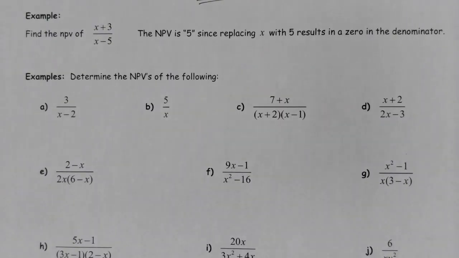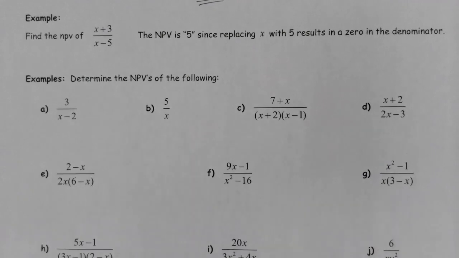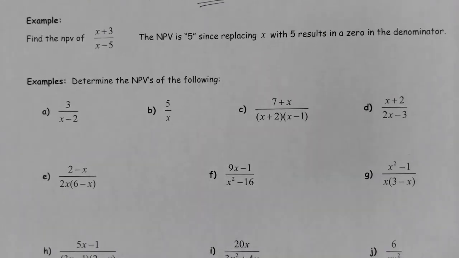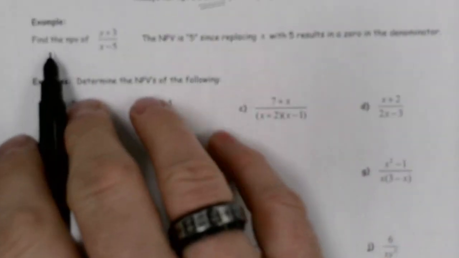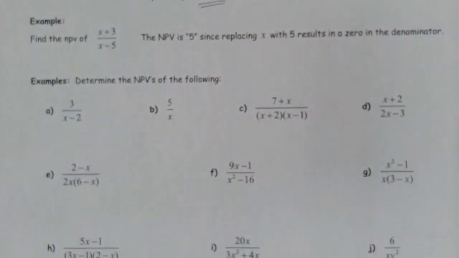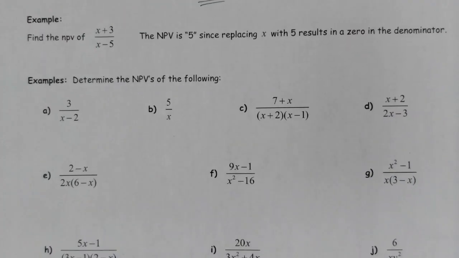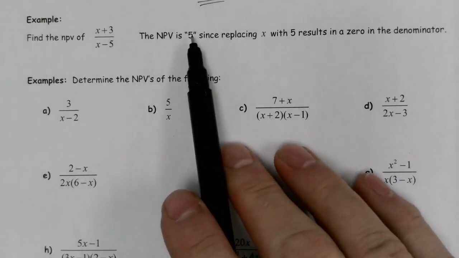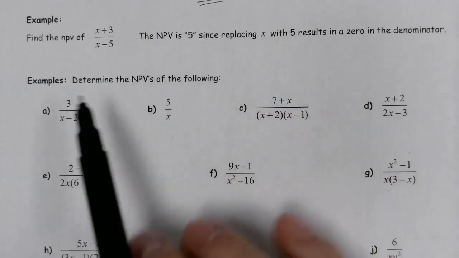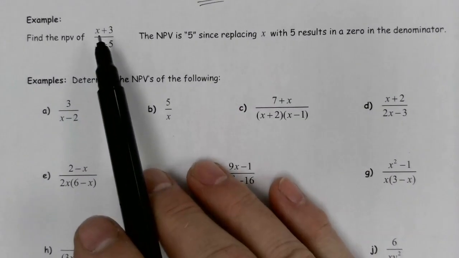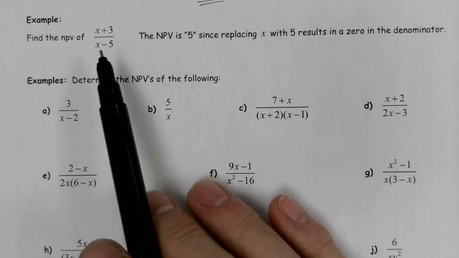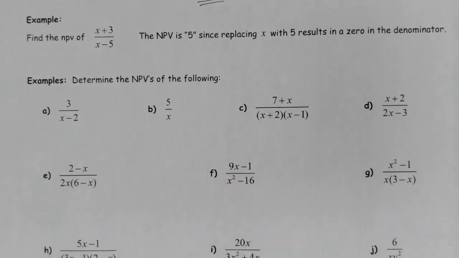Let's take a look at some examples. Our primary goal right now for this section is just to talk about non-permissible values. For example, right here, find the non-permissible value of the rational expression x plus 3 divided by x minus 5. The non-permissible value is going to be 5, since replacing x with 5 in the numerator gives 5 plus 3, which is 8, not a problem. But replacing x with 5 in the denominator gives 5 minus 5, that's 0, and I don't want a 0 in the denominator.